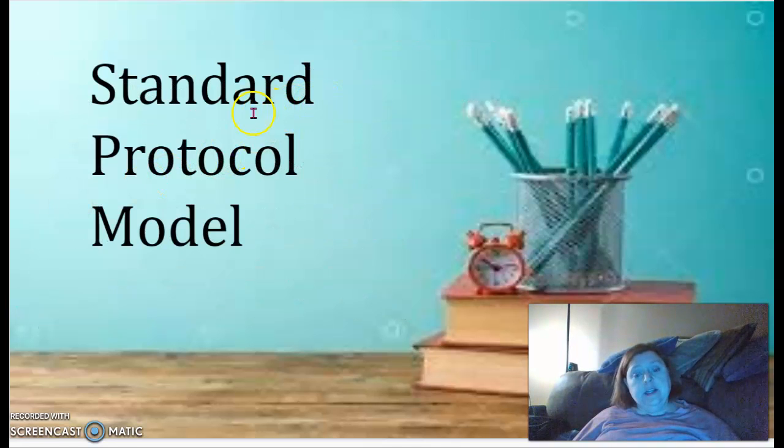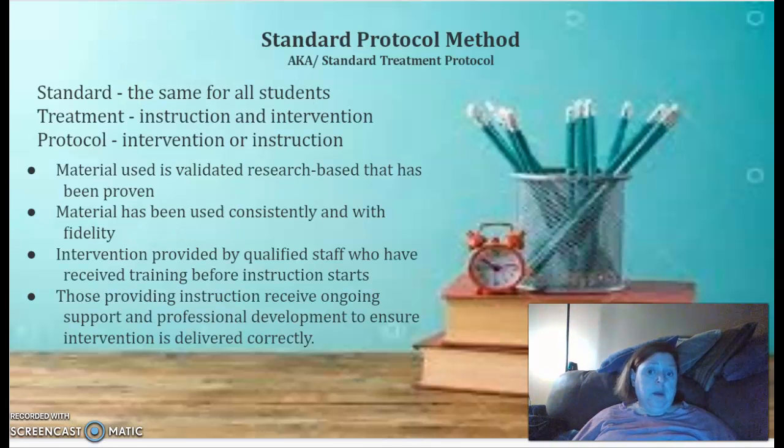Now, the second model we look at for RTI is the standard protocol model. Now, the standard protocol model means basically the standard is the same for all students. The treatment is for instruction and intervention, and protocol is for the intervention or instruction.